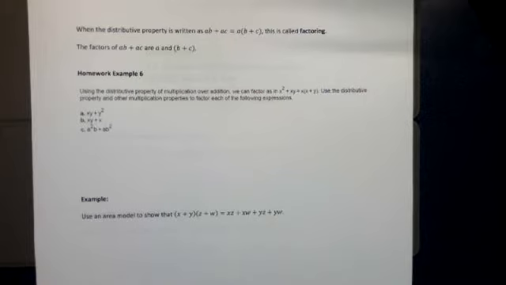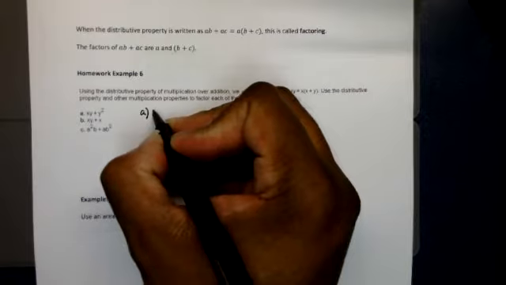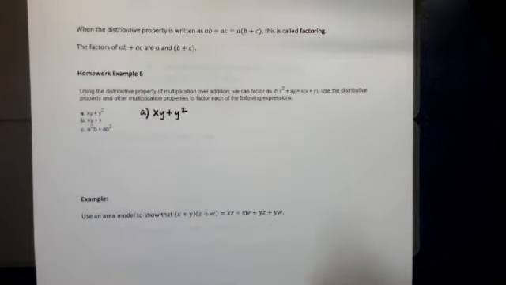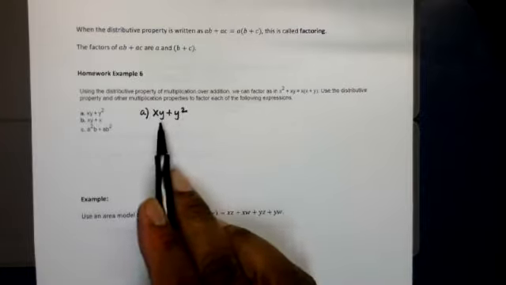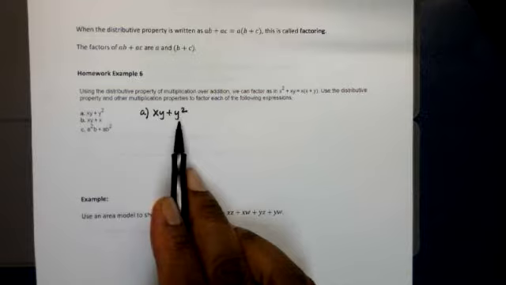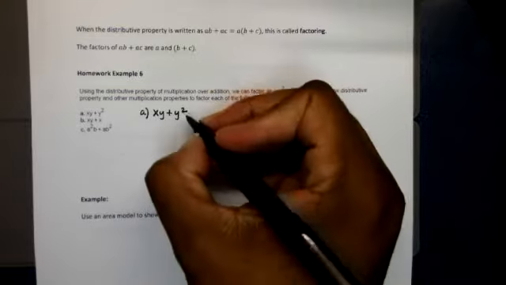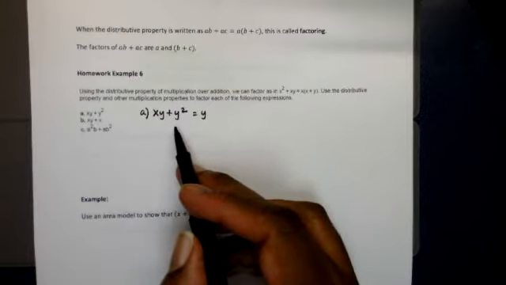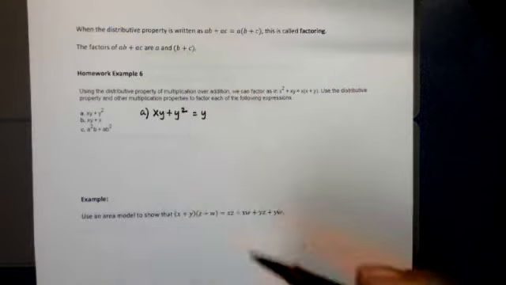Now we're going to use the distributive property and other multiplication properties to factor each of the following expressions, starting with part A, xy plus y squared. Let's find the common factor that's in both the xy and the y squared. It's got to be y. And we use the common factor with the smallest exponent, and it's going to be y to the 1.